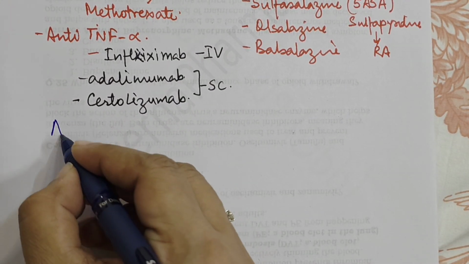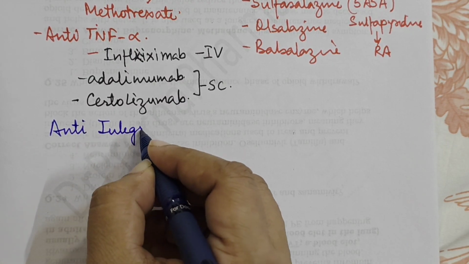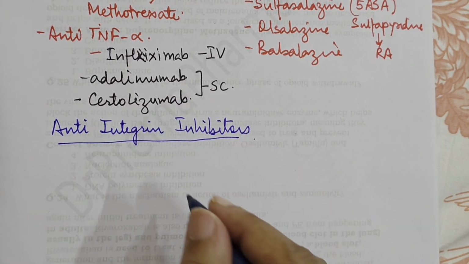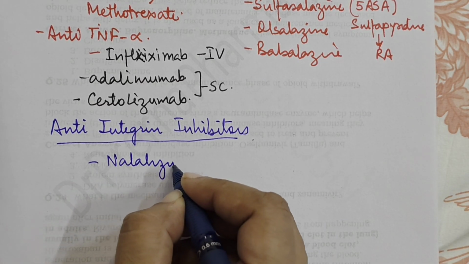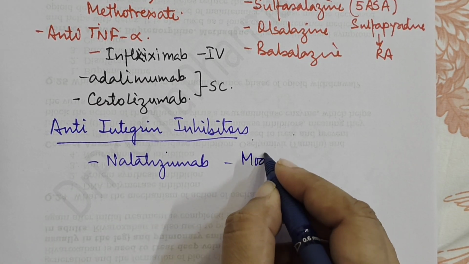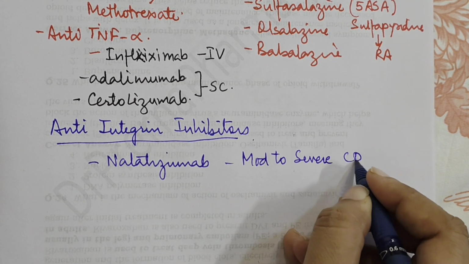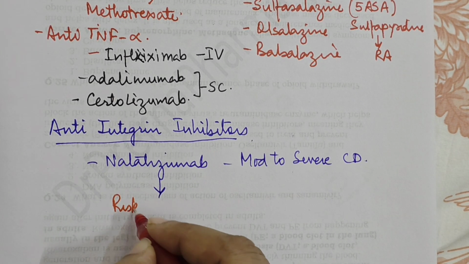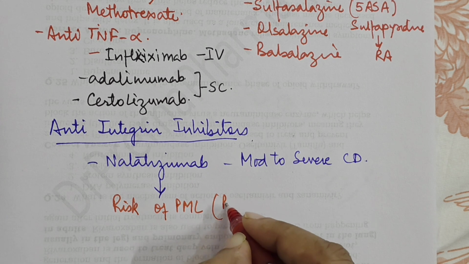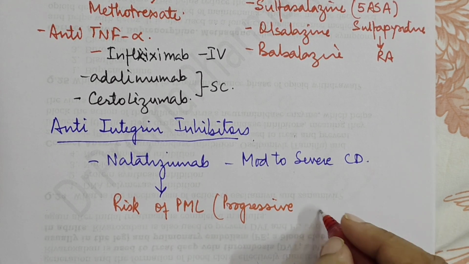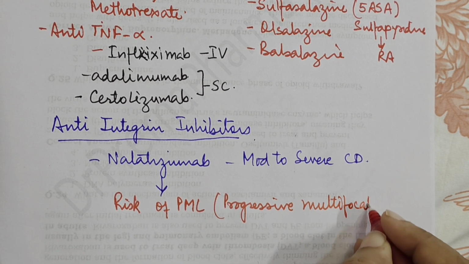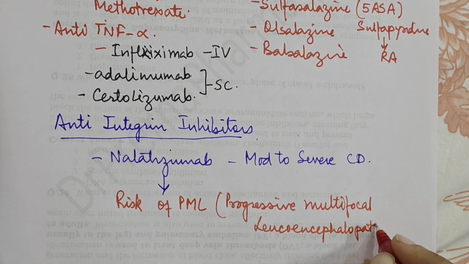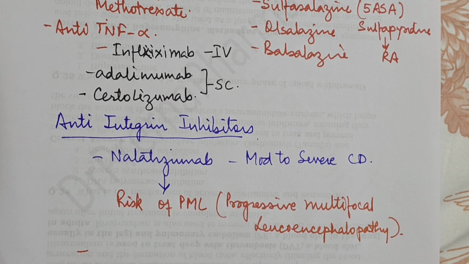there's a new category which is called anti-integrin inhibitors, right? Now in anti-integrin inhibitors, the drug which we have is natalizumab, which is used in moderate to severe Crohn's disease. This drug has a risk of PML. PML is progressive multifocal leukoencephalopathy. Okay.